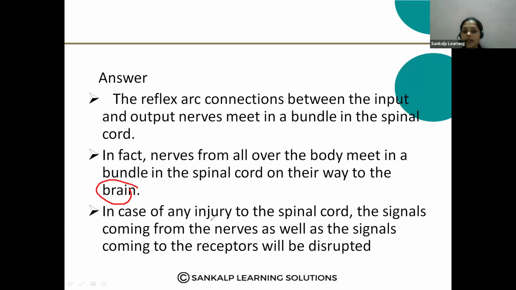In case of any injury to the spinal cord, the signals coming from the nerves as well as signals coming to the receptors will be disrupted. This means the spinal cord is a very important part. Signals are coming from the neurons to our brain.